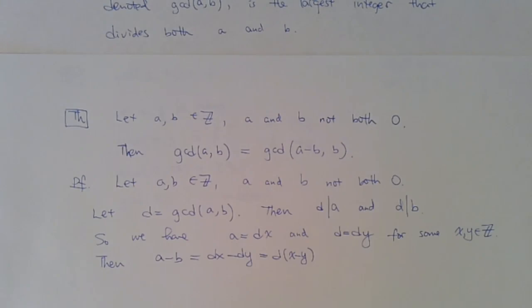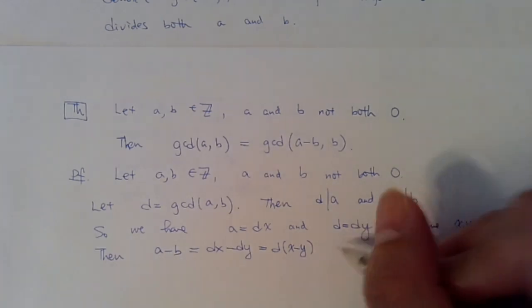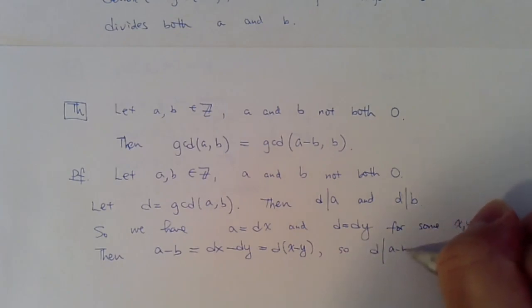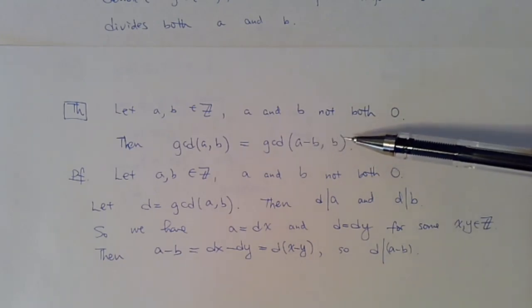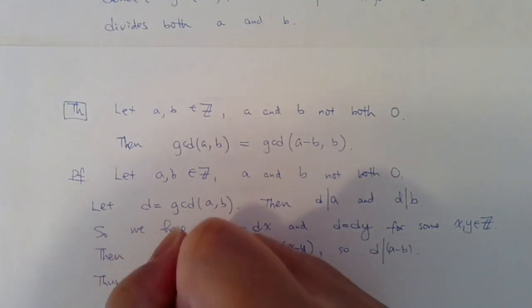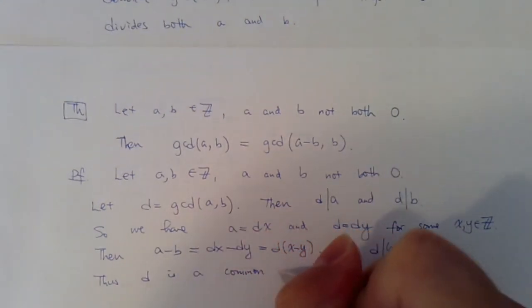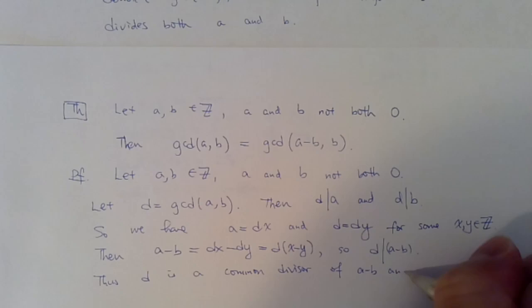Now once we have that, it follows that D is also a divisor of A minus B. So D divides A minus B. Now notice that D divides A minus B, and D of course still divides B, nothing has changed. So D is a common divisor of A minus B and B.